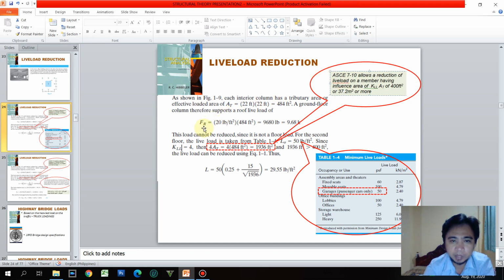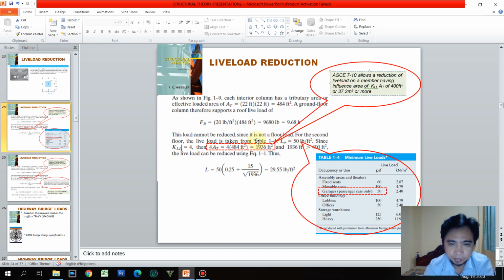Okay, so going back to the live load of the roofing, this is the live load. Again, if we want a force, then we multiply by the area if the pressure is given, right? So we discussed that a while ago. Multiplying that by the tributary area, it will become 9,680 pounds. That is the force. So we have a notation here. It cannot be reduced since it is not a floor load.